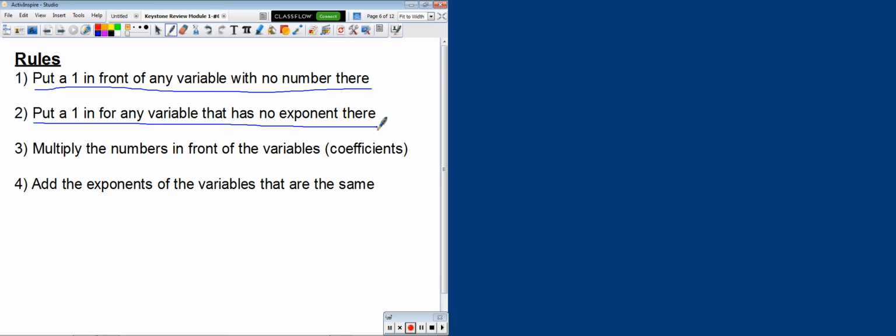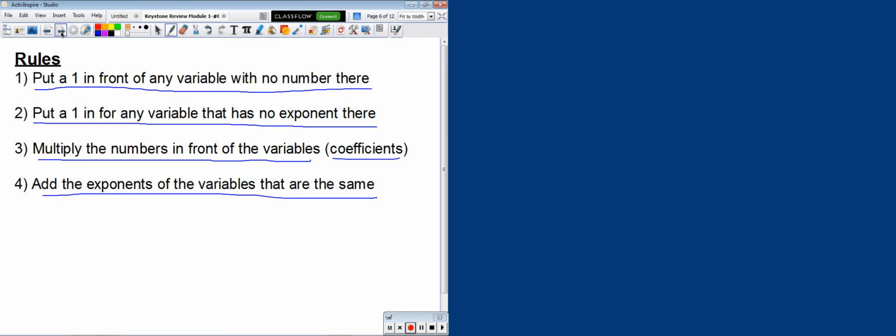So once you do those two things, all you're really doing from there is you want to multiply the numbers in front of the variables. Those numbers are called coefficients. And then you want to add the exponents of the variables that are the same. So that's just some different steps to follow, some rules for when you're doing multiplication.